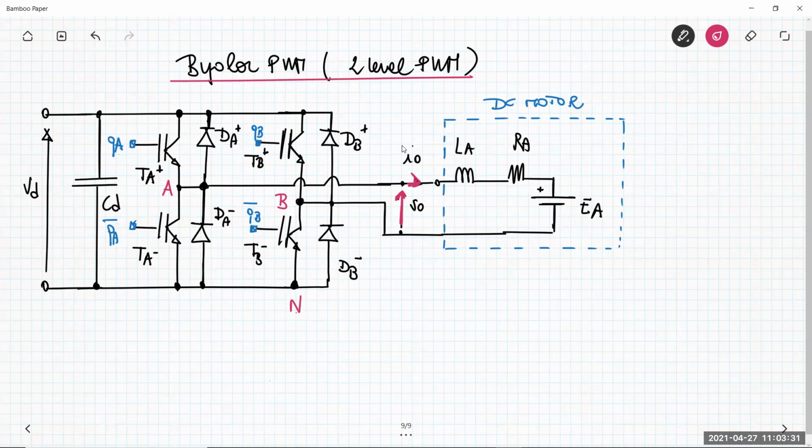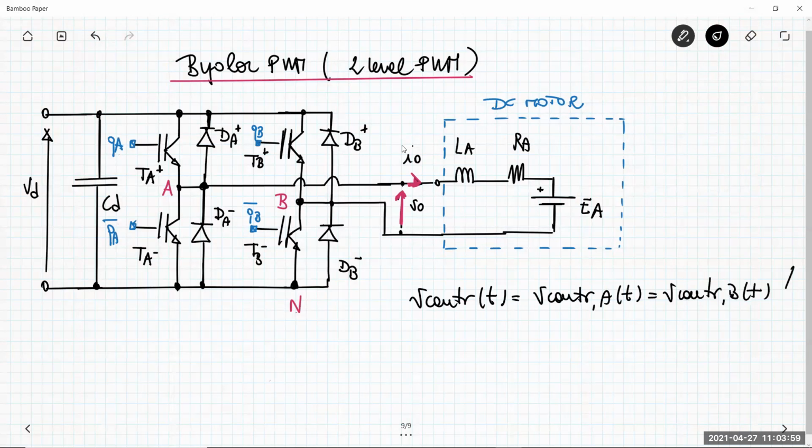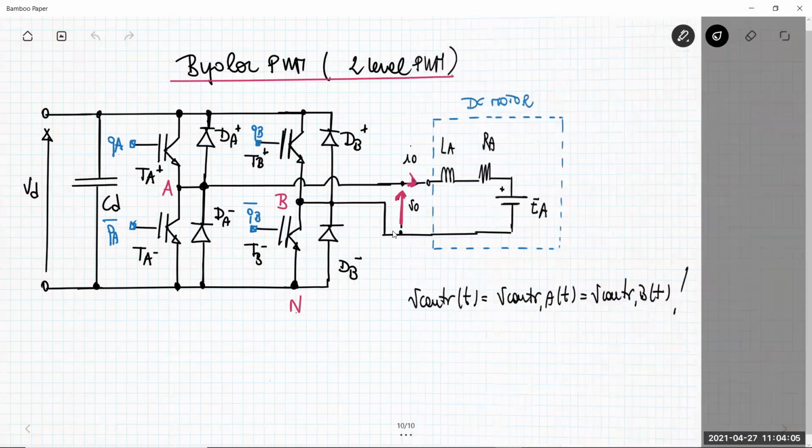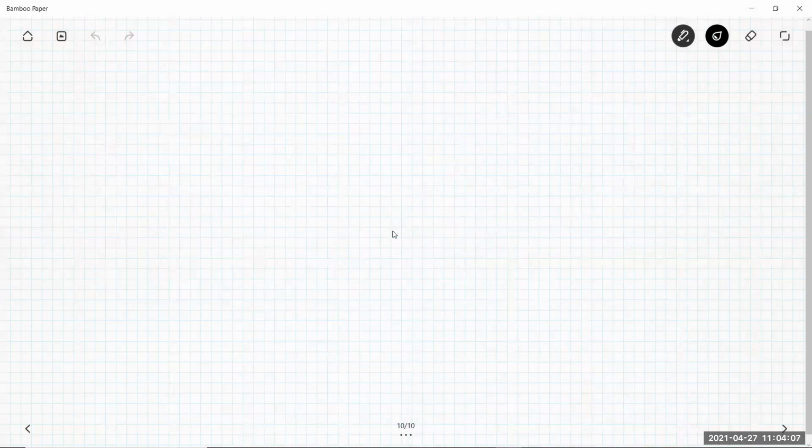In the bipolar pulse width modulator, we have just the same control voltage for the leg A and the leg B. So here, the basic consideration is that the V control that we have to use as an overall command at the input of the modulator is at the same time the control voltage for the leg A and also the control voltage for the leg B. Okay, this is what happens here. So let's have a look at what happens in a practical situation.